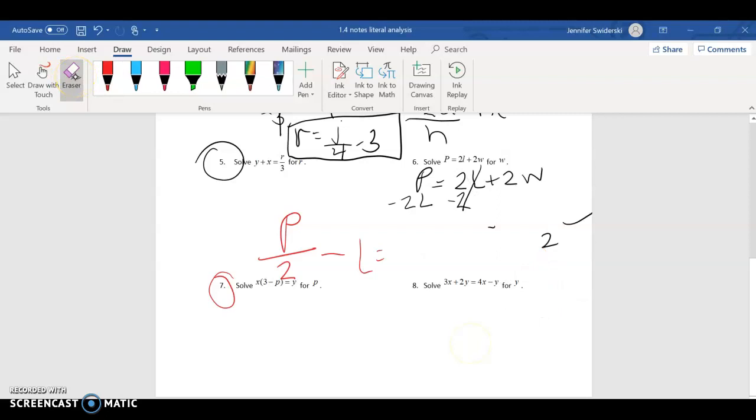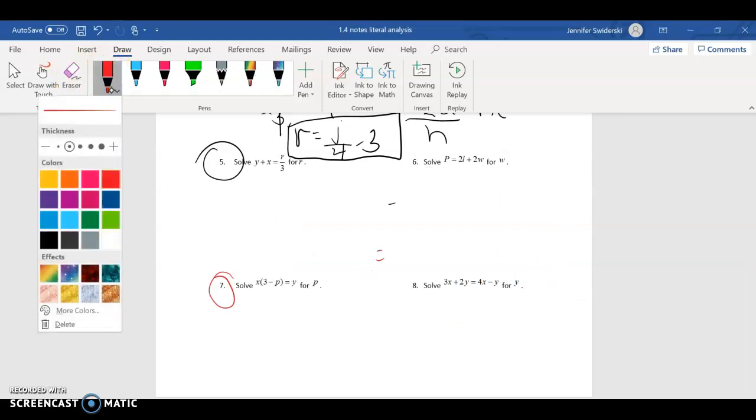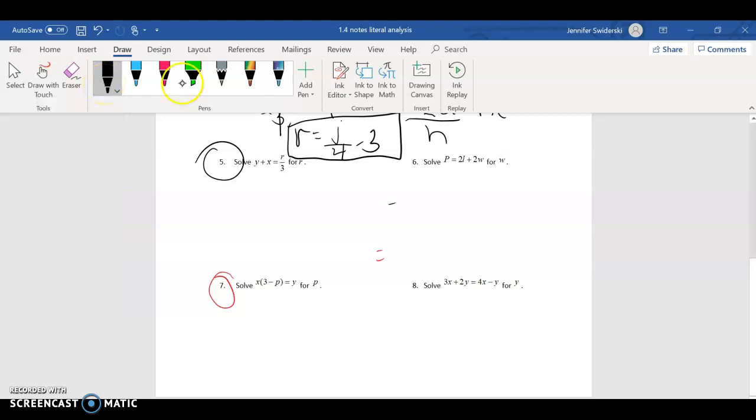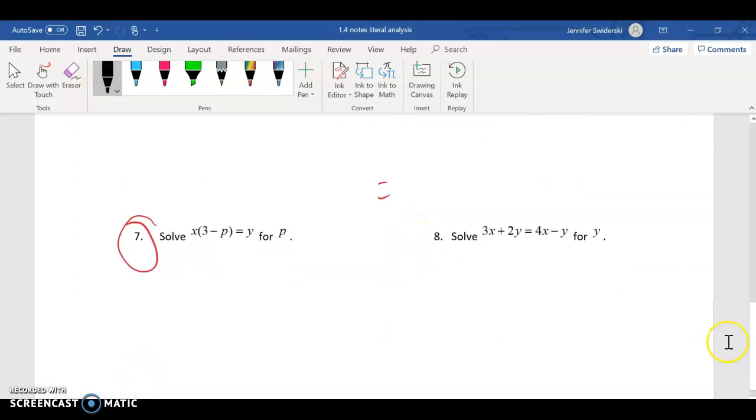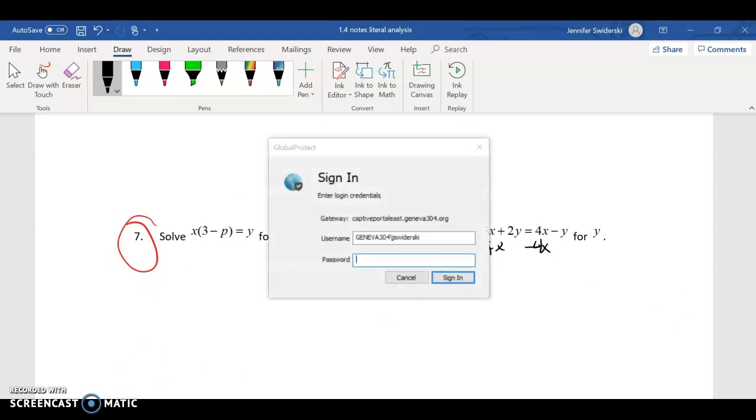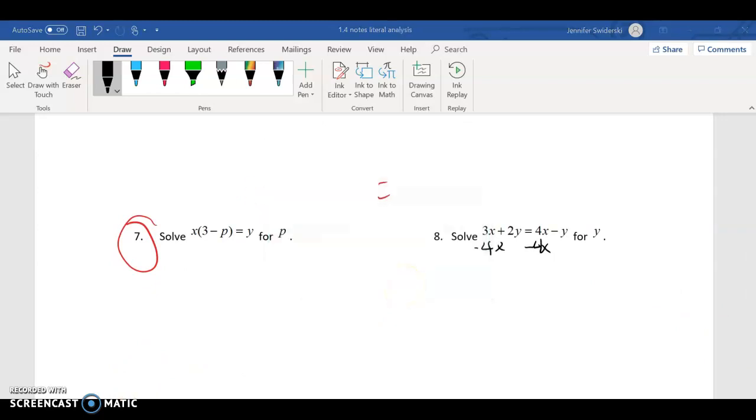So number 8, I'll erase all this to give us some room. Number 8 says solve 3x plus 2y is equal to 4x minus y for y. I'm going to subtract my 4x from both sides because I want to isolate that y. These have the same term, so I can subtract 3x minus 4x, which will give me negative x, or negative 1x, plus 2y is equal to negative y.